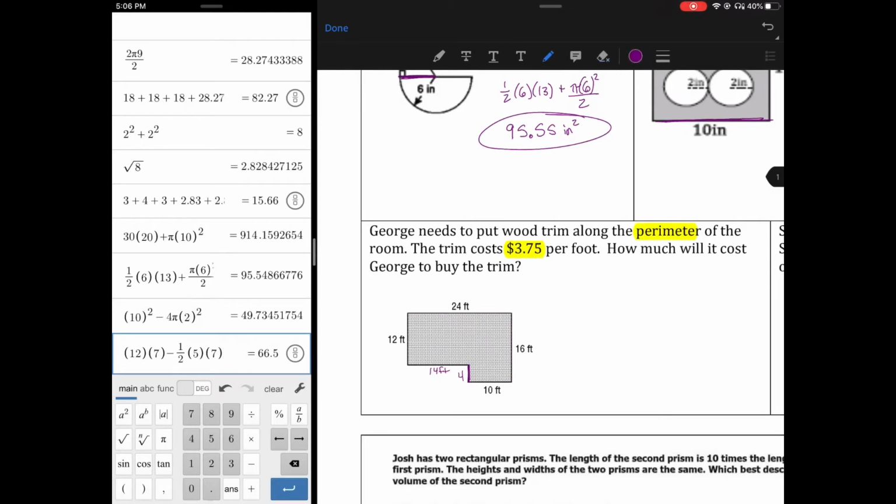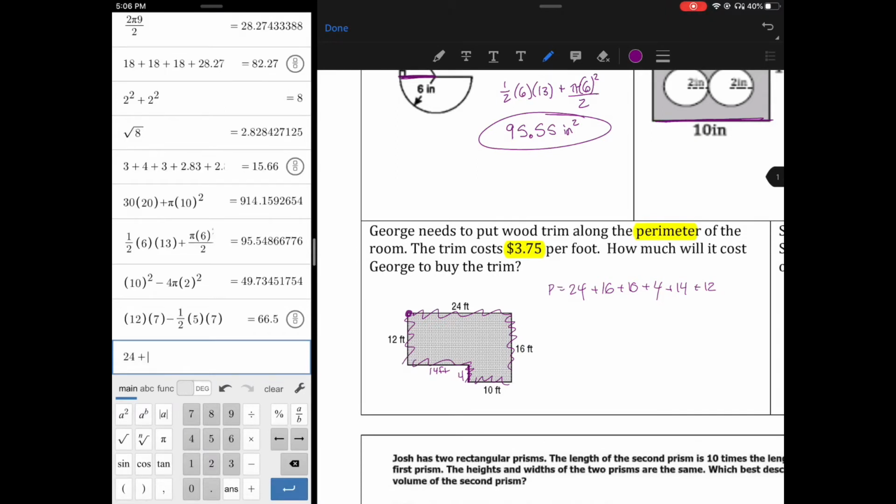So now I can find the perimeter of my shape. So my perimeter is just adding all the sides. So I'll start right here. My first side is 24 plus 16 plus 10 plus 4 plus 14 plus 12. So then in Desmos, I'll add all those together. 24 plus 16 plus 10 plus 4 plus 14 plus 12. And I get a perimeter of 80 feet.